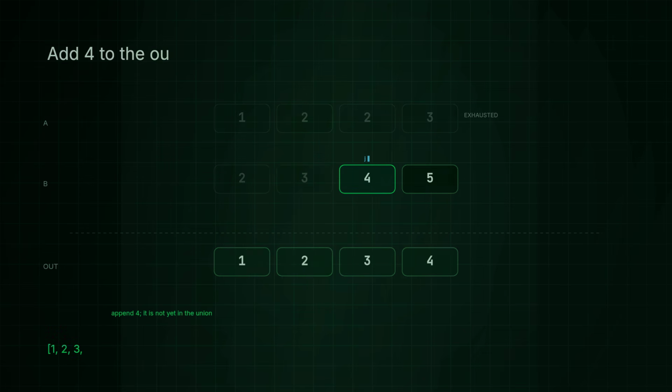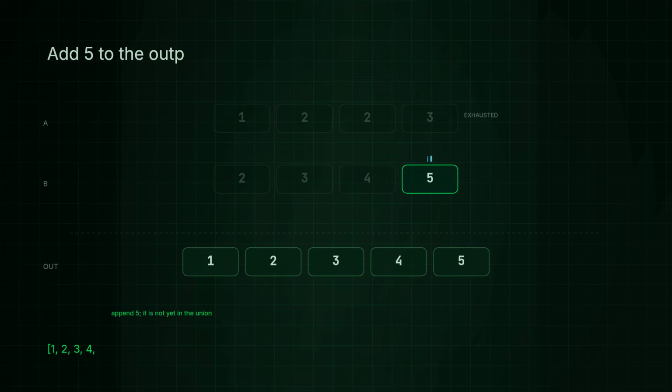Take 4 next because it is the smallest unused candidate and is not yet in the union. The output becomes 1, 2, 3, 4. Take 5 next because it is the smallest unused candidate and is not yet in the union. The output becomes 1, 2, 3, 4, 5.